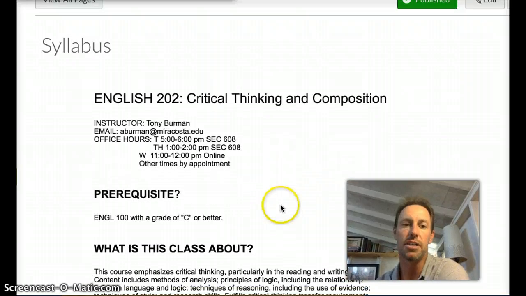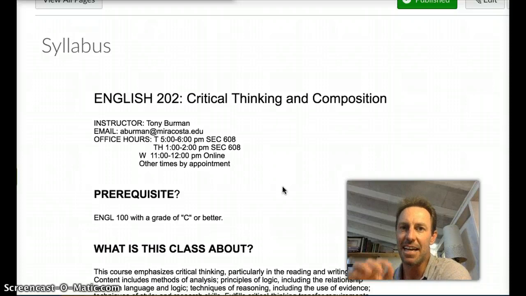Number one, I want you to see that I have my email address right up front, aberman@miracosta.edu. If you ever need to contact me, that's the fastest way to do so. You can just send me a direct email. I'm checking my emails throughout the day, and I'll get back to you as quickly as I can.